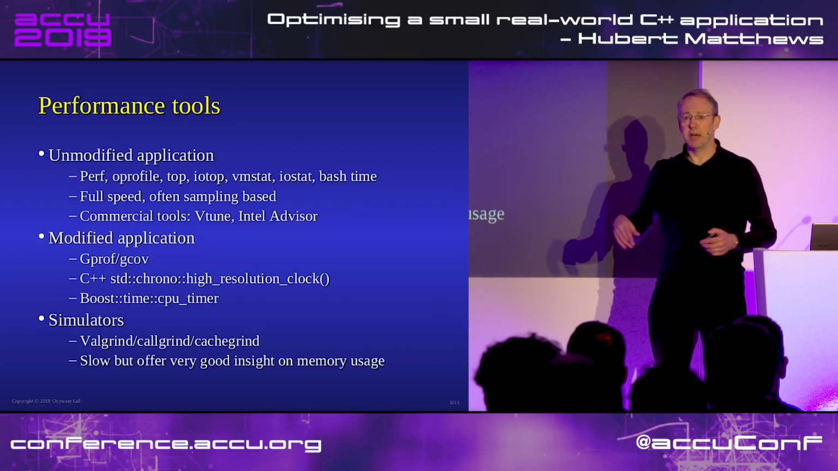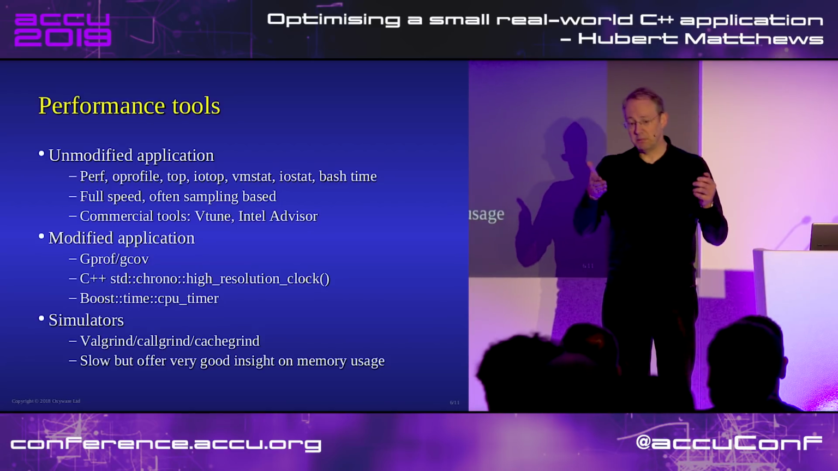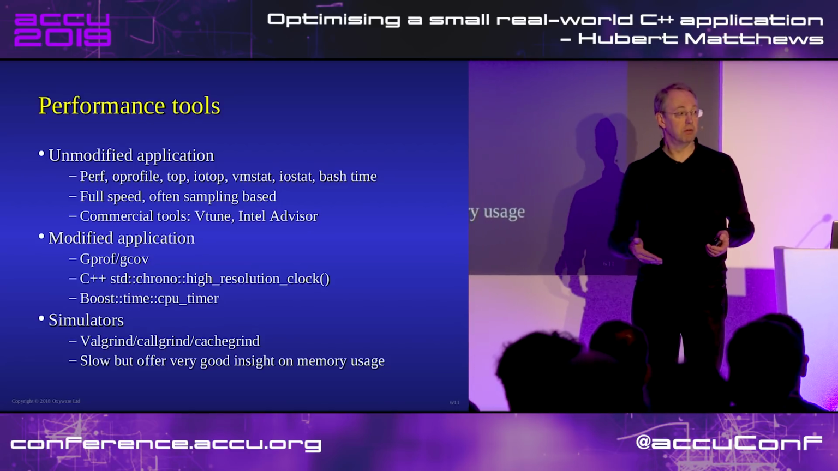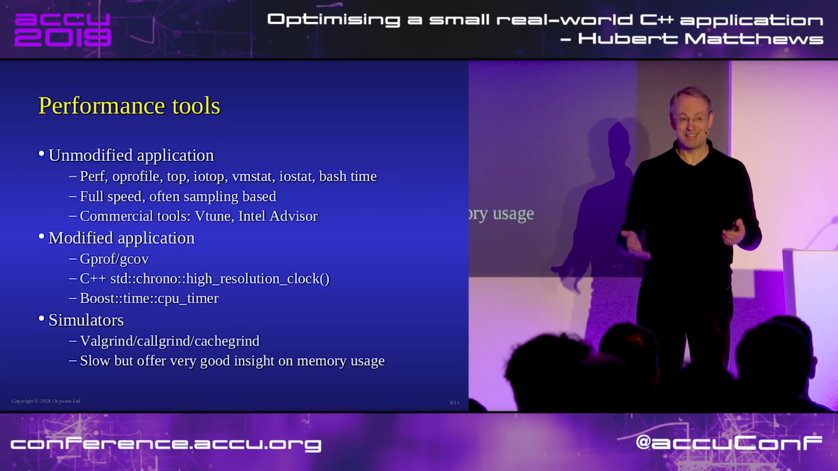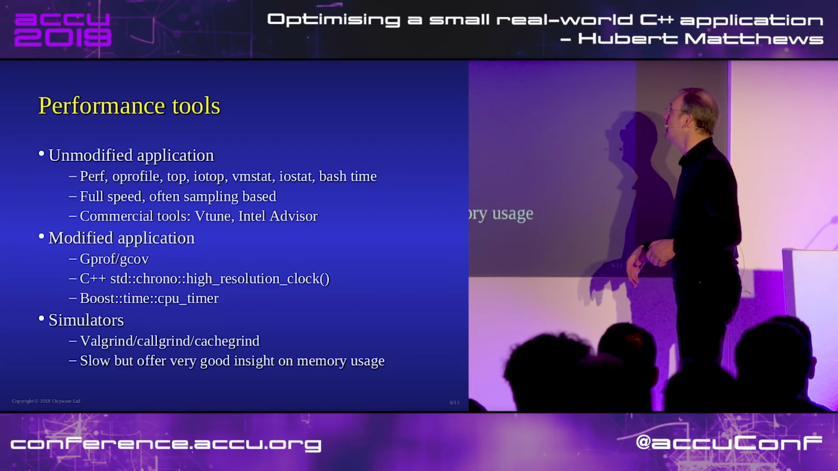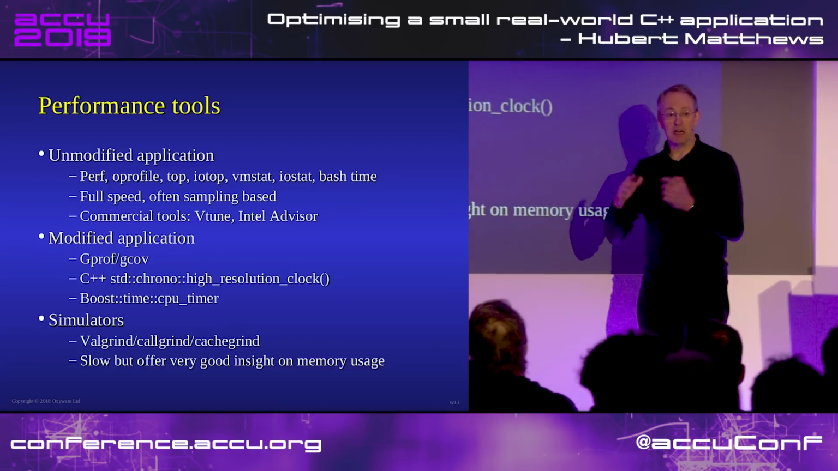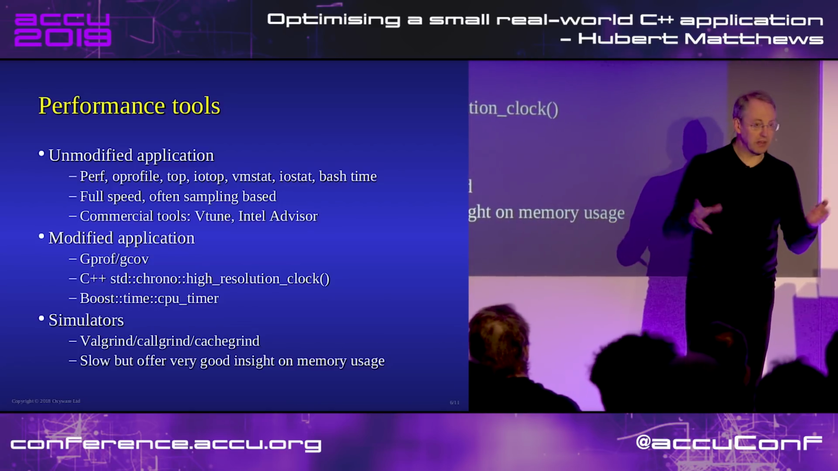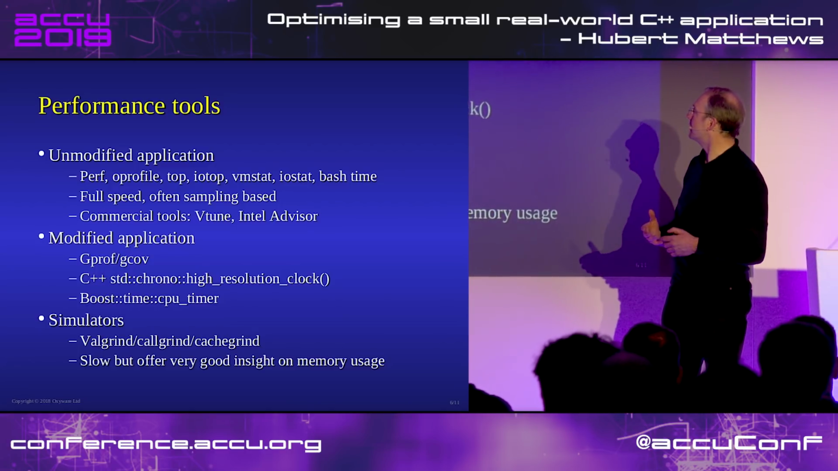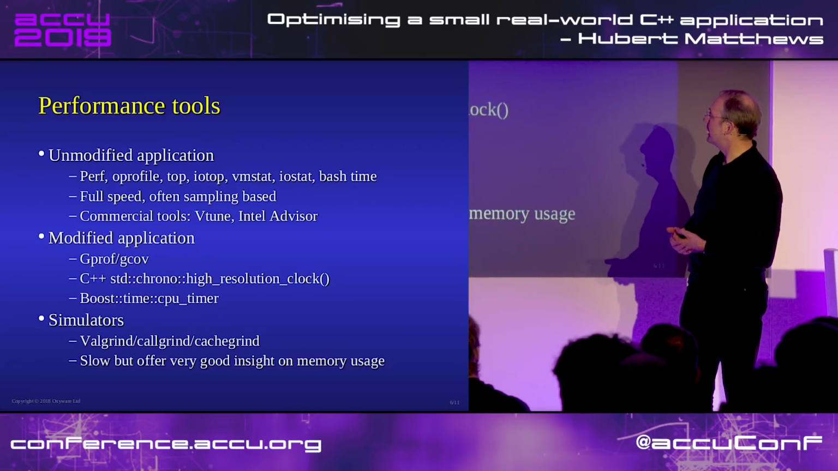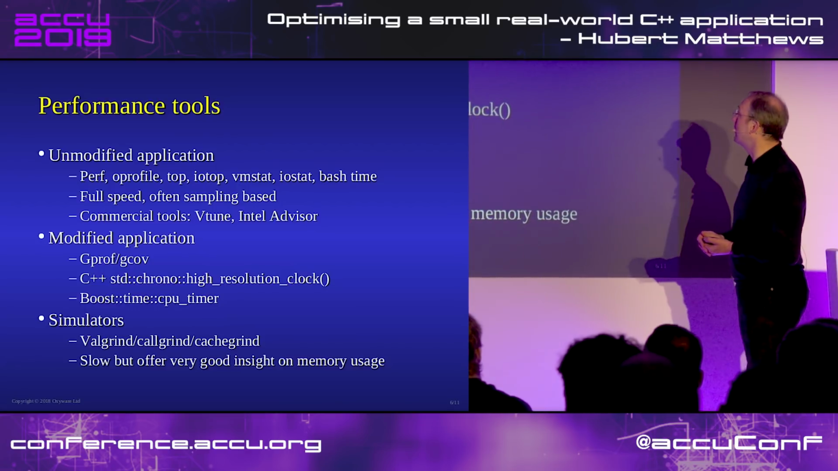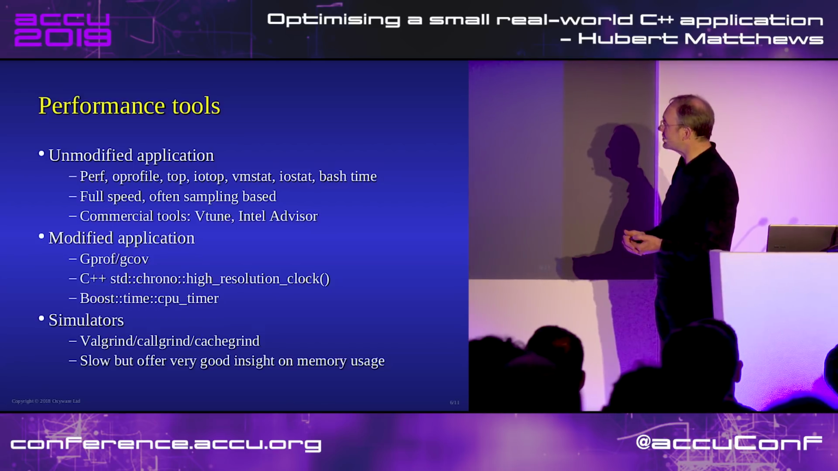I'm going to be using bash time because in the end, people care how fast it goes. How do you measure how fast? Well, how long did it take? Wall clock time is pretty good. The nice thing is they're full speed. You don't have to compile anything in. You don't have to do anything else. They're often sampling based, but things like bash time will just give you that. There are commercial tools as well, and I'm sure some of our sponsors would love to talk to you about some of this.